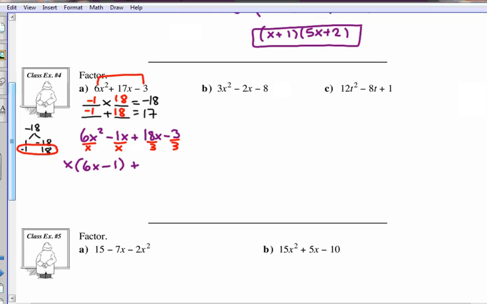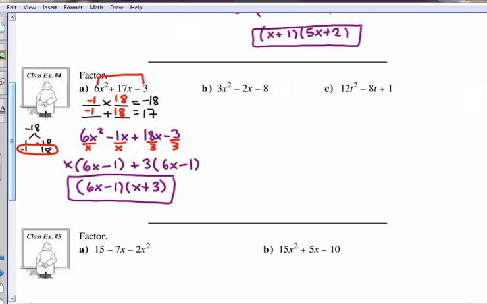Plus, what goes in front here? What are we factoring out? 3. Factoring out a 3. And so we write plus 3, because it's a positive 3 we're factoring out. 6x minus 1. We know we didn't make a mistake because the insides are the same. So now we factor out 6x minus 1, and we're left with x plus 3. No, you can't. You have to write it out. You can write it again and just double check, right?